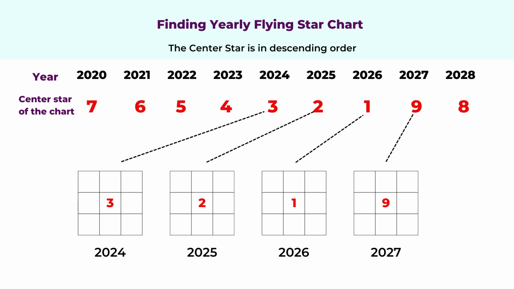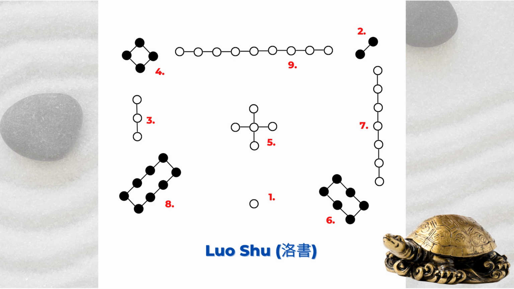Now that we know the center star, we have to find out the rest of the chart. We talked about this a while back. The order of the flying stars is based on the Luo Shu numbers, and here is the Luo Shu chart. You can count the dots and see the number. On the top is number 9, the bottom is 1. The left is number 3, the right is number 7. When you add up the numbers in opposite directions, it will always be 10. So this is also called a magic square.